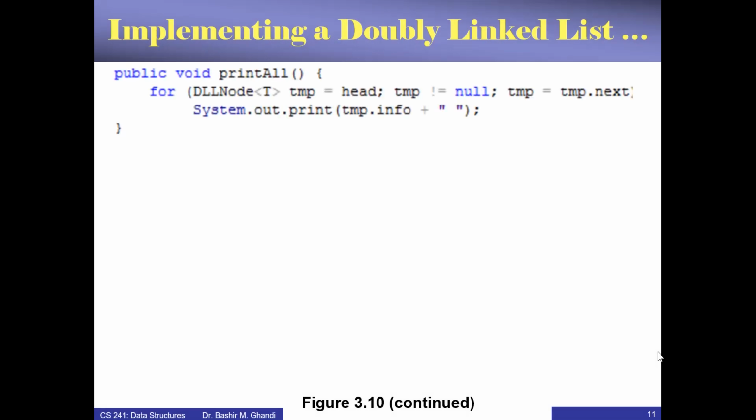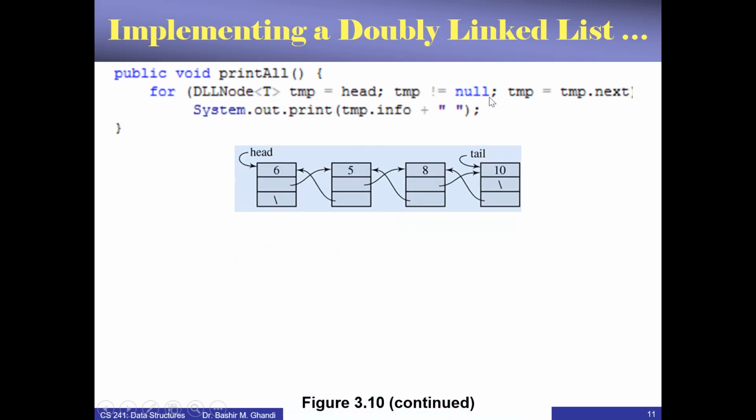Print all is exactly as we saw in singly linked list. There is no difference. Other than that, of course, the node has to be of type doubly linked list node. Wherever you define a temp variable, it should be of type DLL node, not SLL node. Other than that, the method is exactly the same.